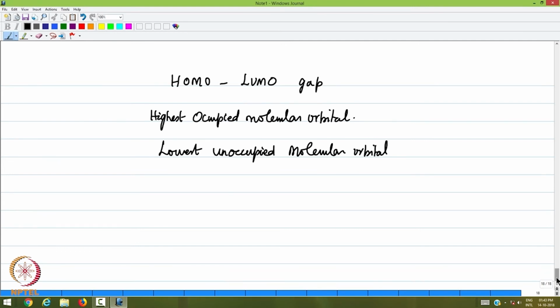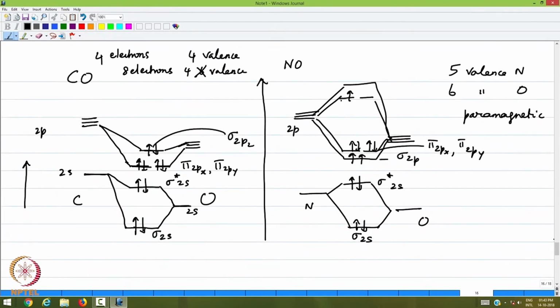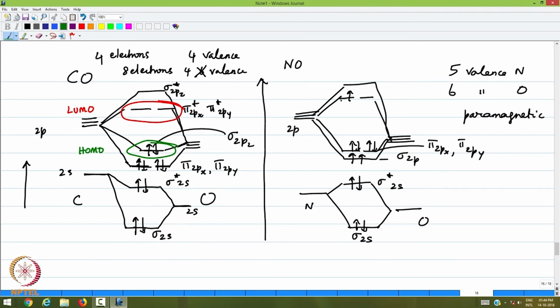If you go back to these pictures, you can see them right away. For example, in the case of CO, the highest occupied molecular orbital is the sigma 2pz, and the unoccupied molecular orbitals are the pi star 2px, pi star 2py, and then you have the sigma star 2pz. This is the lowest unoccupied molecular orbital, LUMO, and this is the highest occupied molecular orbital, the HOMO, and likewise this is the HOMO and this is the LUMO.